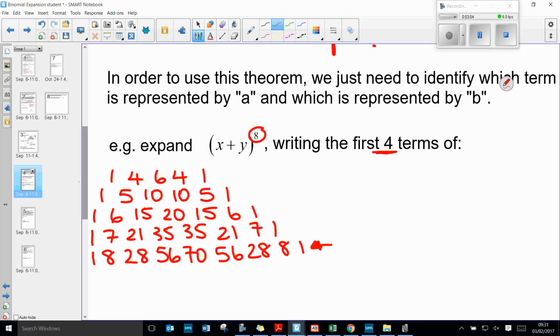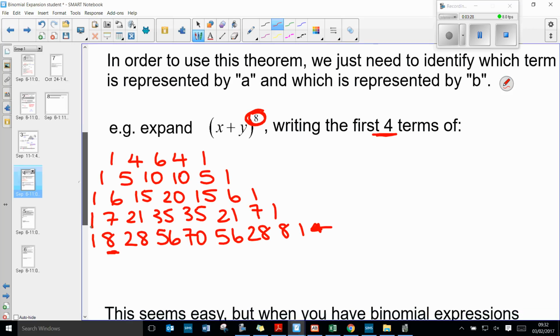Now, even if you can't remember which row you've been looking at, whatever your power is going to be, that is the second number in the row. So that will help you decide which row you're looking for. So we've got our coefficients.